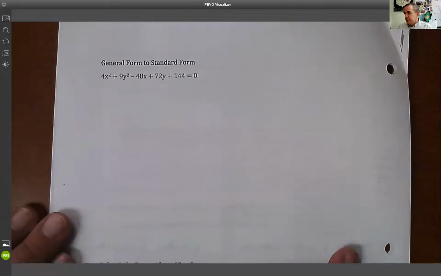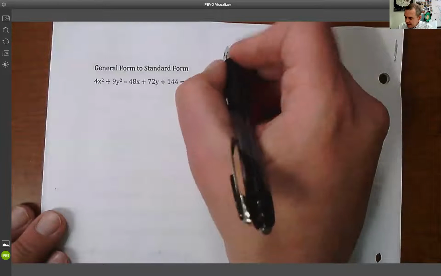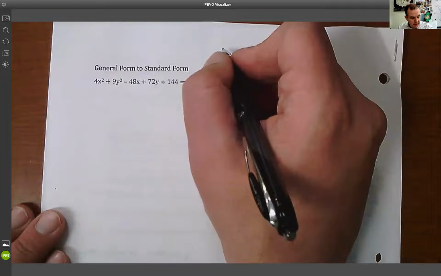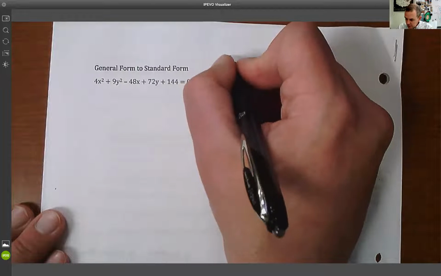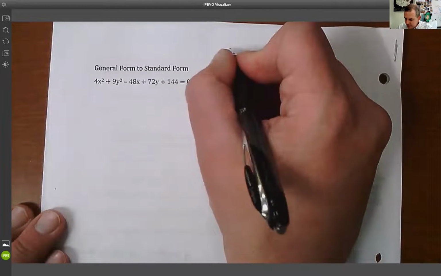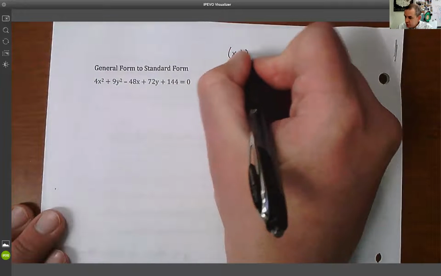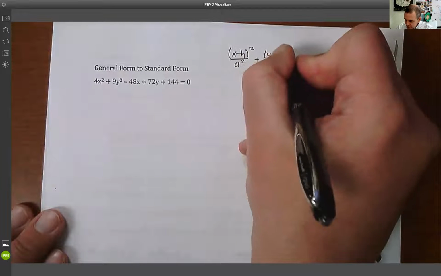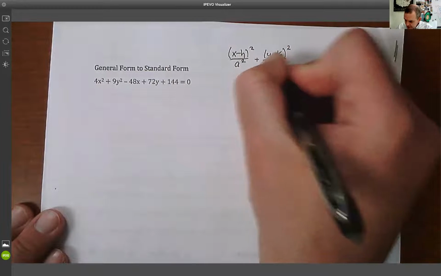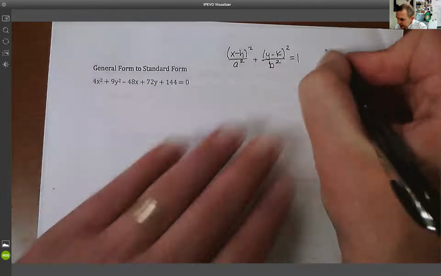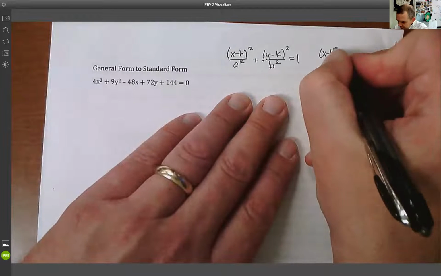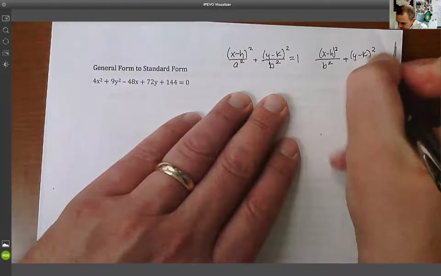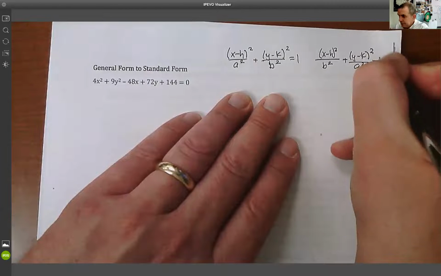And here's what we have. This is our general form. The way we want to think about it is we want to get it into standard form. So we are going to try and get it into the form of either (x minus h) squared over a squared plus (y minus k) squared over b squared equals 1, or (x minus h) squared over b squared plus (y minus k) squared over a squared equals 1.